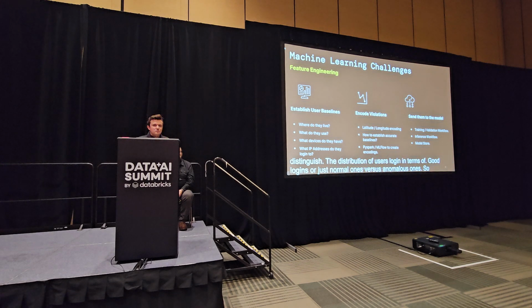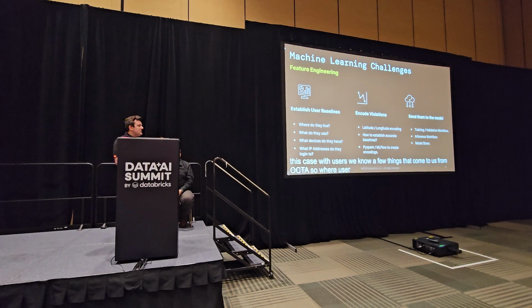So how do we do that? Well, we start with what we know, right? In this case, with users, we know a few things that come to us from Okta: where a user lives, what device they might use, and we can encode that. We'll talk a little bit about some of the challenges we have to work through, but to start with, you can think of it as start with what we know, encode that, and then encode the violations associated with it, which all serves model training later on.